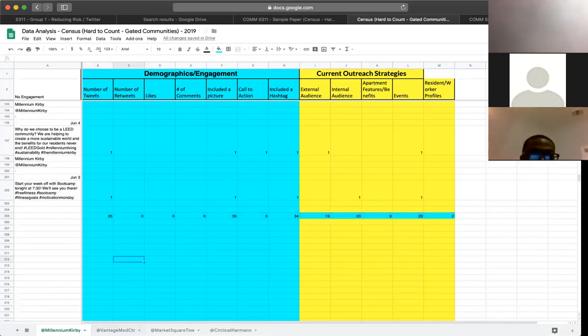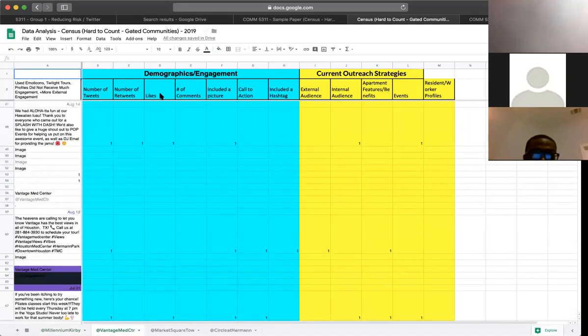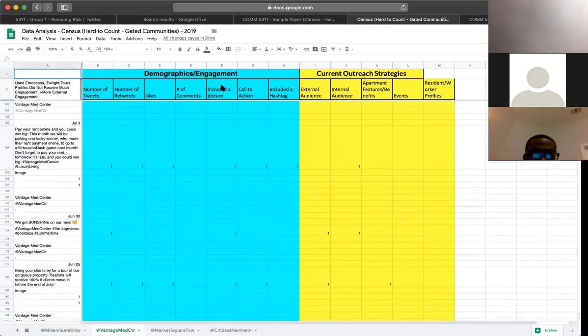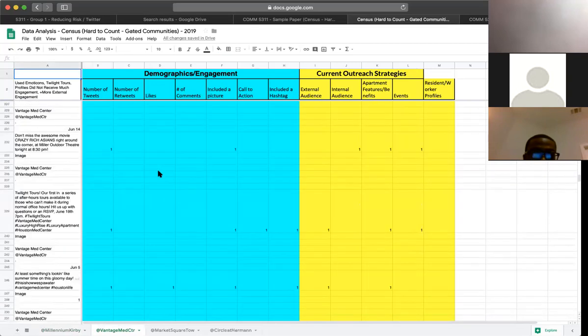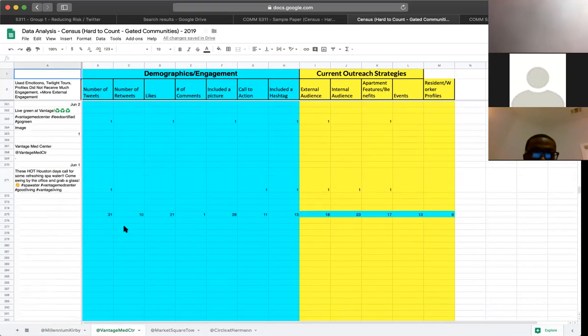So we do the same. I did the same thing for the Vantage Medical Center, because remember, the columns are the same on each sheet, on each tab. I auto-calculated them for this one, for the second tab, third tab, and fourth tab. What questions do you guys have for me so far?